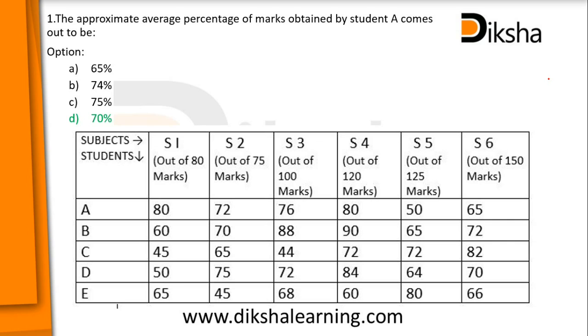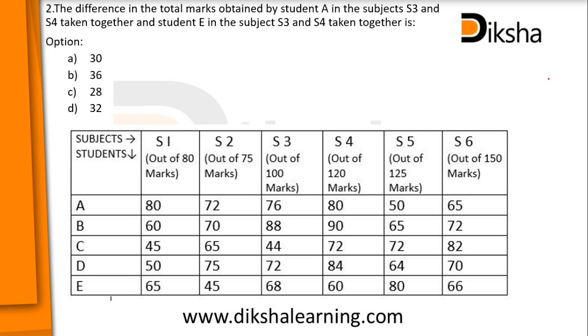Next we are moving to the second question. The difference in the total marks obtained by student A in the subjects S3 and S4 taken together and student E in the subjects S3 and S4 taken together. That means for student A you want to take S3 and S4, and for student E, S3 and S4.